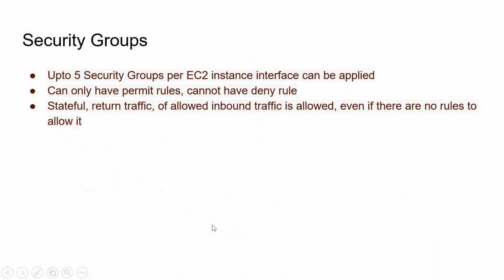And then you get security groups. You already know security groups. Some more key things you will learn about security groups. Up to 5 security groups per EC2 instance interface can be applied. Security groups can only have permit rules, they cannot have deny rules. So a security group, as we discussed, will only allow, it doesn't have the option to deny.